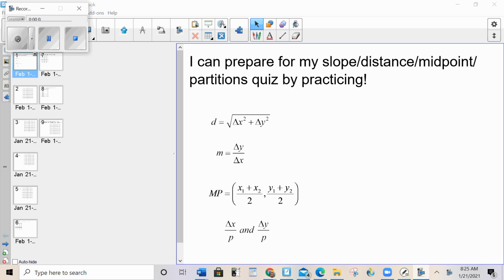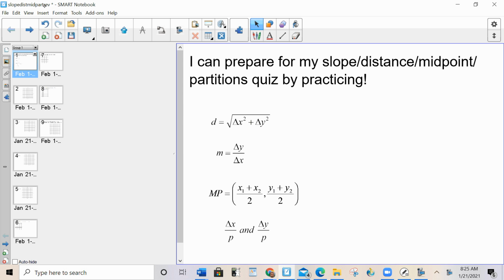Hello everybody. Today I can prepare for my slope, distance, midpoint, partitions quiz by practicing. So, first off, you need to know your formulas in order to do all of this. You need to know your distance formula is radical delta x squared plus delta y squared. Slope is delta y over delta x.